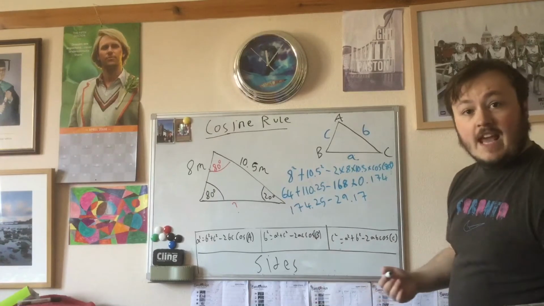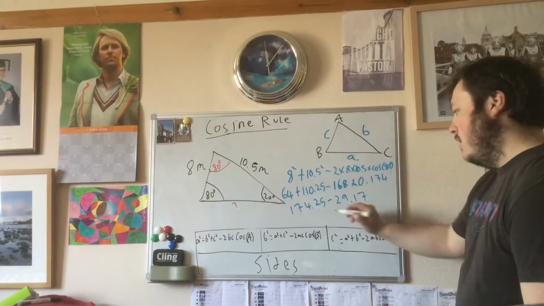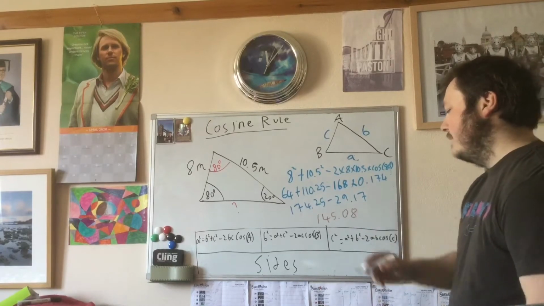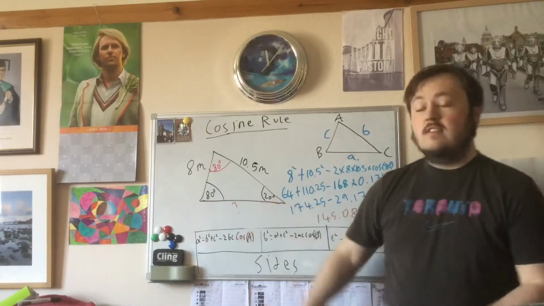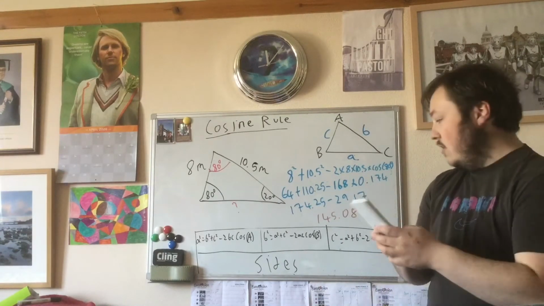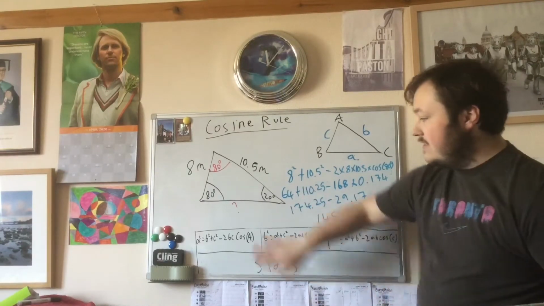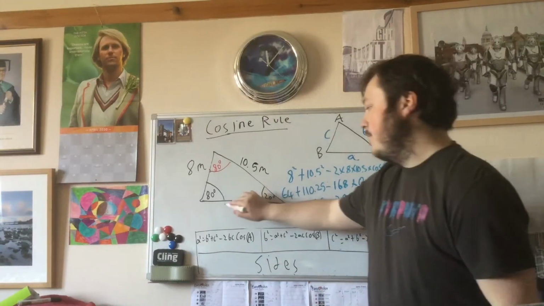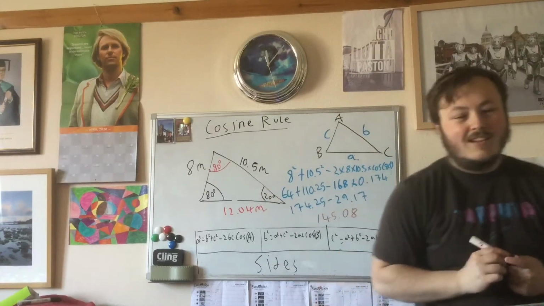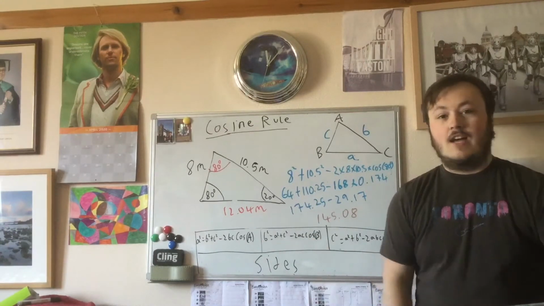So simplify that again, we now subtract them. So let's do it. 174.25 minus 29.17 would be 145.08. Now that is our missing side squared. So what do we do? We now have to root that. So 145.08 rooted will get us our missing side, which to 2 decimal places is 12.04 meters. And that's how you use the cosine rule to find missing sides.